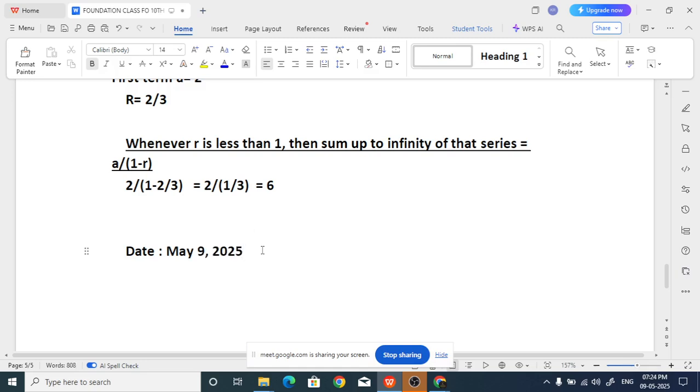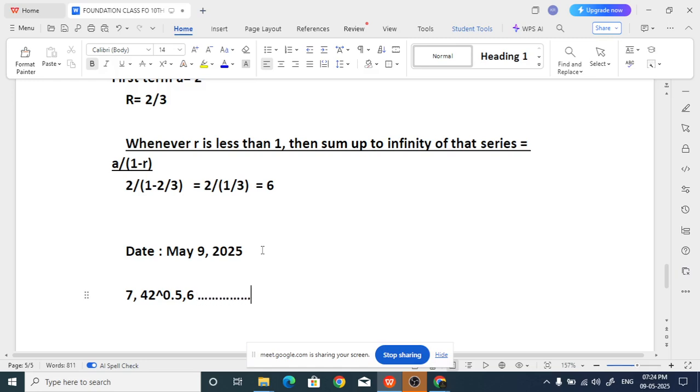So May 9, 2025. So I'm going to write 7. They have given a series: 7, root 42. Since I cannot write root here, I write 42 to the power of 0.5, which is nothing but root 42, comma 6. This is the series. Now you tell me what is this series?